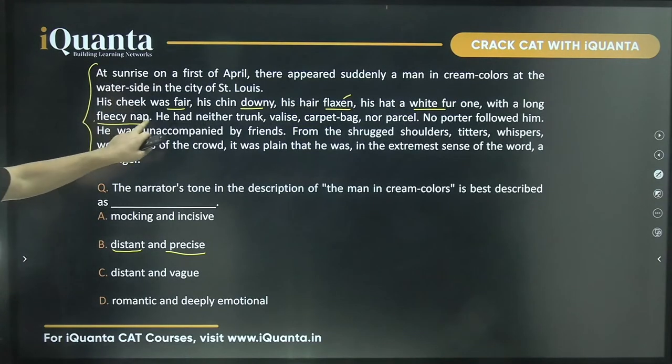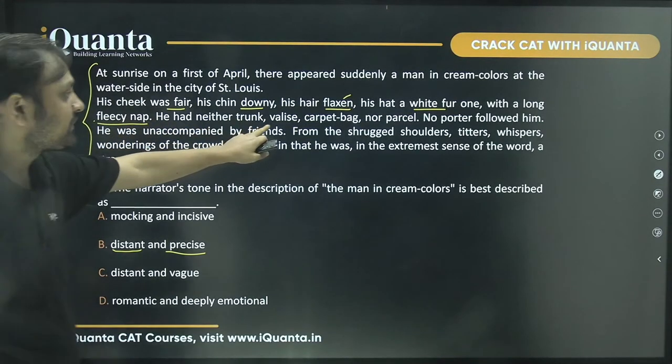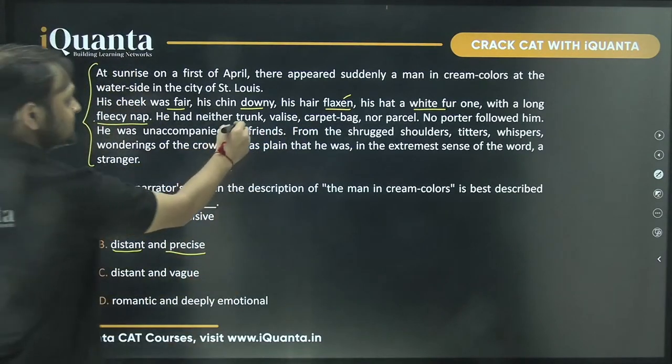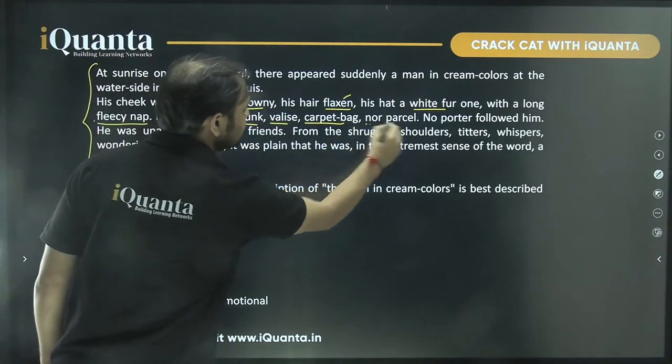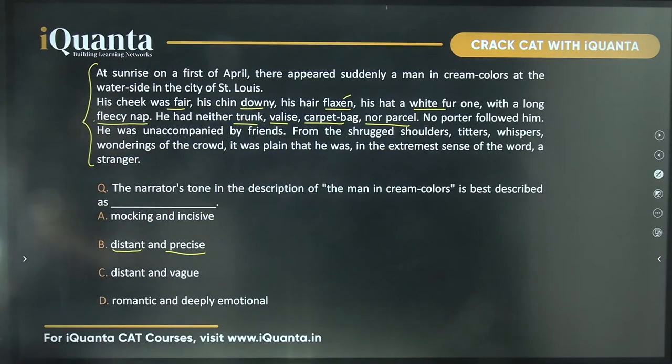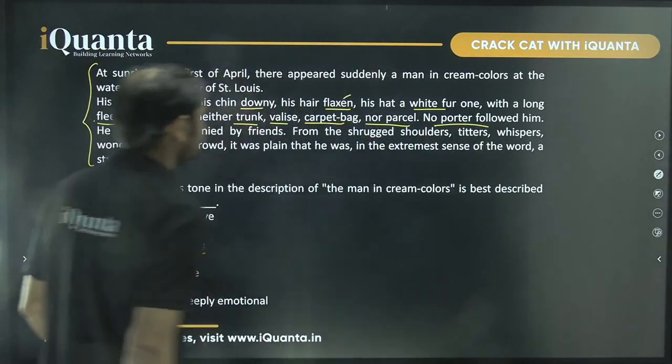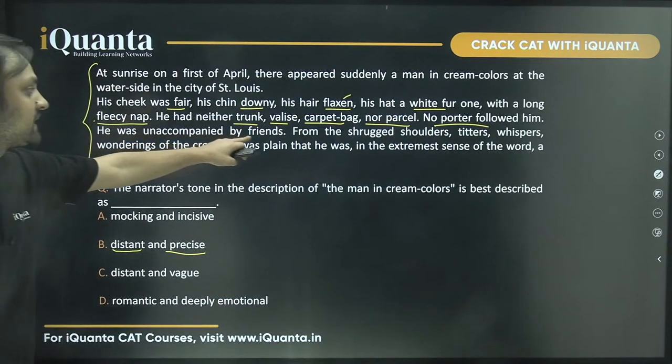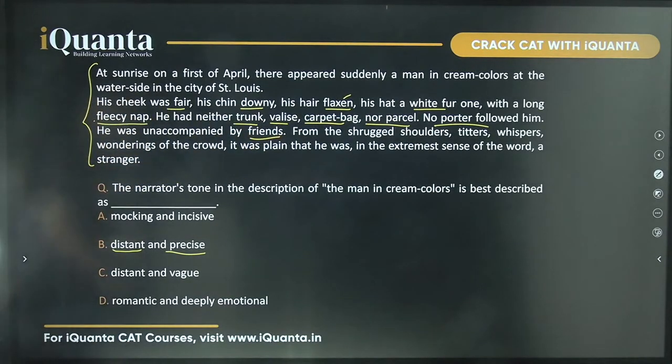and small hair. So he had neither trunk, valise, carpet bag nor parcel. That means he was not carrying anything in his hand, all these are kinds of bags. So he was not carrying any kind of bag in his hand, neither a trunk, valise, carpet bag or parcel, nothing. No porter followed him, and he was not accompanied by any kind of porter. He was unaccompanied by friends, not even a friend. From the shrugged shoulders, titters, whispers, wandering of the crowd, it was plain that he was, in the extremest sense of the word, a stranger.